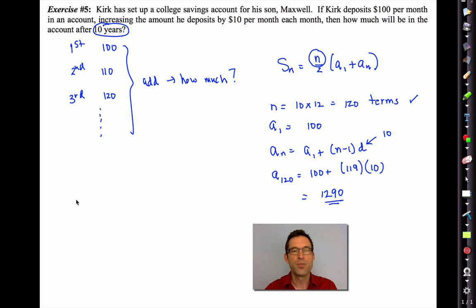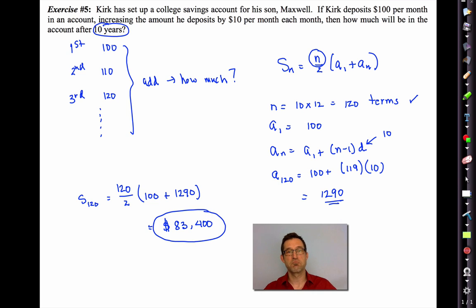Max is my son. So let's add them all up. S120 is going to be 120 terms divided by 2. That gives me how many pairs I have. The first term, a measly $100 that I'm depositing, plus my last term, 1,290, right? And all of that will sum out to a whopping $83,400. That's it. All right, so pause the video, write down anything you need to.